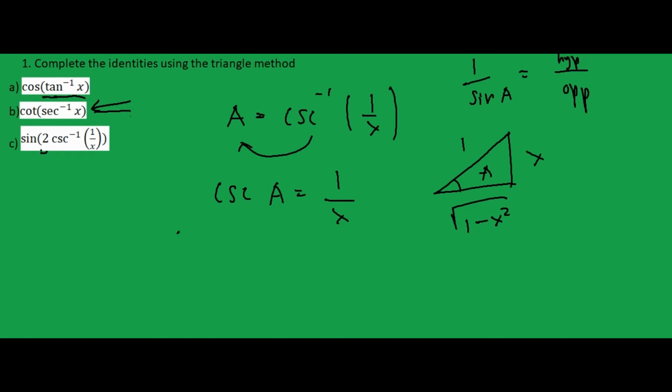So we replace sine with 2A. So you realize that this is a double angle formula. So we use the double angle formula, which is 2 sine A cosine A. So we look at the triangle before. So what is sine A? Sine A is x over 1, which is x. So what is cosine A? Cosine A is the square root of 1 minus x squared over 1.